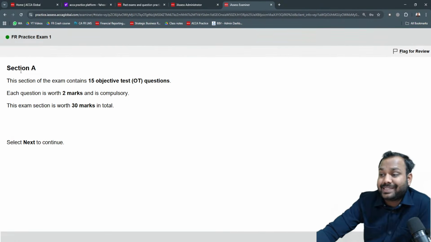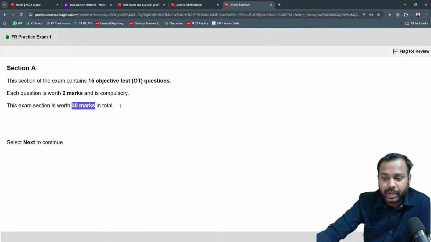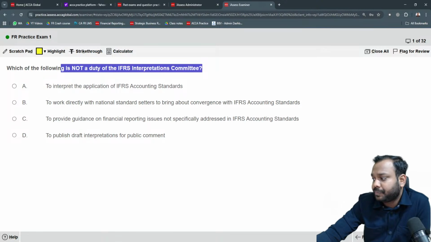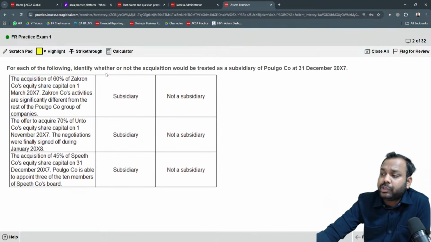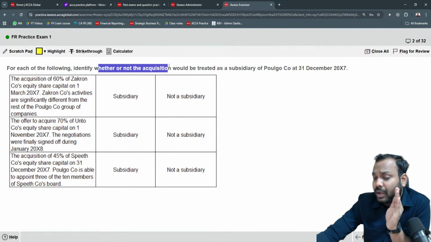See here, section A. This section of the exam contains 15 objective type questions. Each question is worth 2 marks and it is of 30 marks total. Okay. Next. See, this question is coming from a regulatory framework. Next, this question is coming from group accounting. So two different chapters. Section A, all the 15 questions are independent of each other.